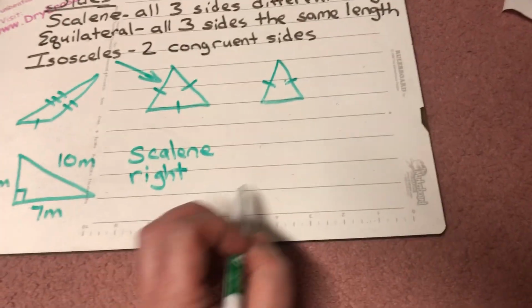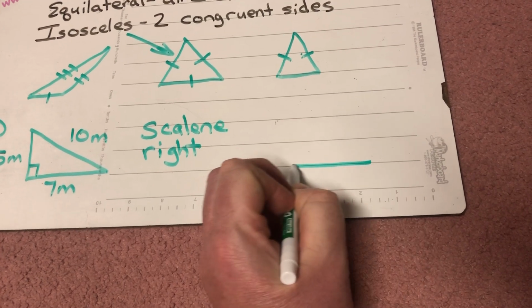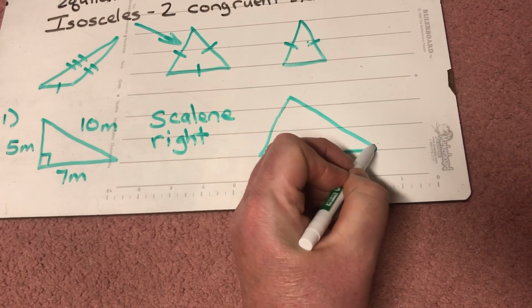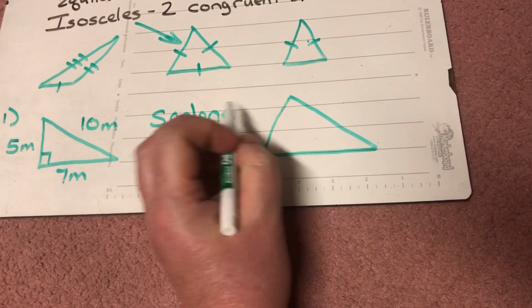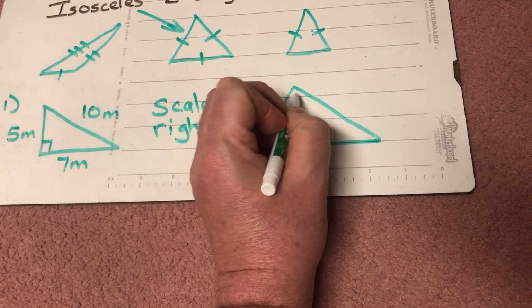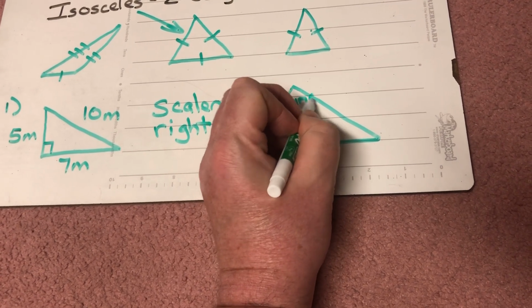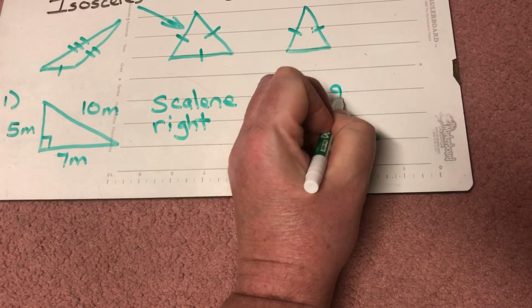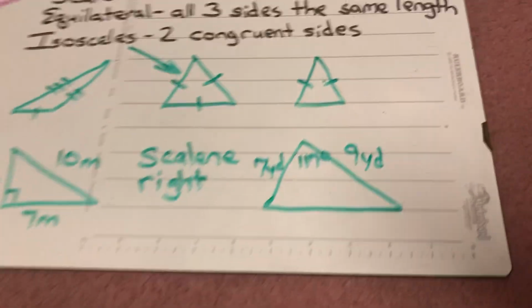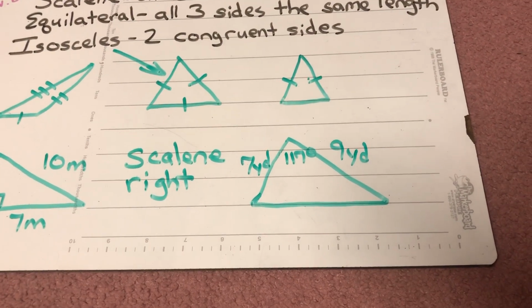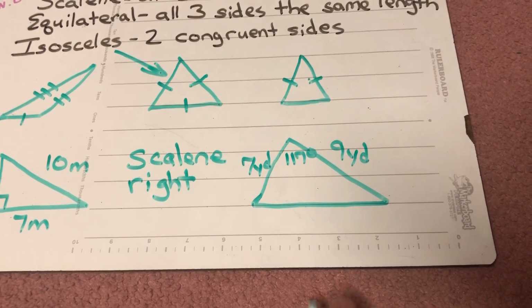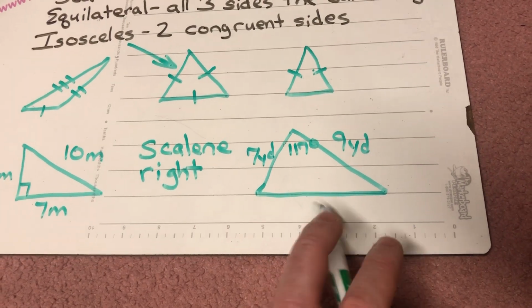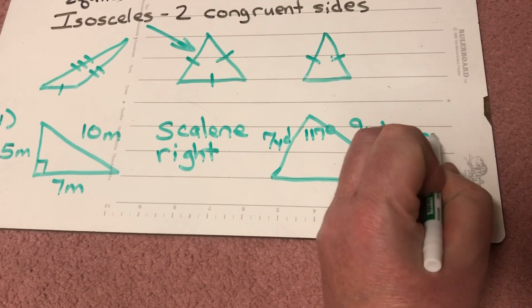Let's say I have one that looks like this. I have my triangle, then I have this coming up here, and this coming right here. It tells me that this angle right here is 117 degrees, and this distance is 7 yards, this distance is 9 yards. Well, first, if I want to do it by sides, I'm going to realize that all three of these, once again, are different.